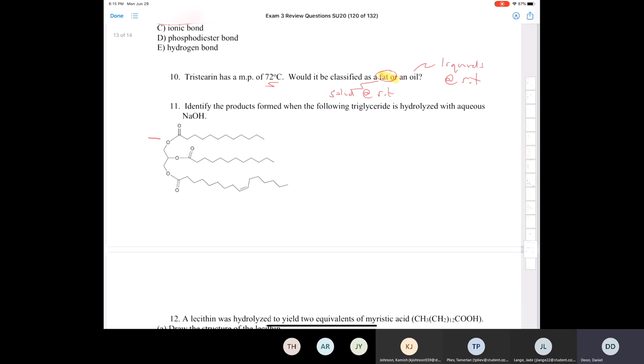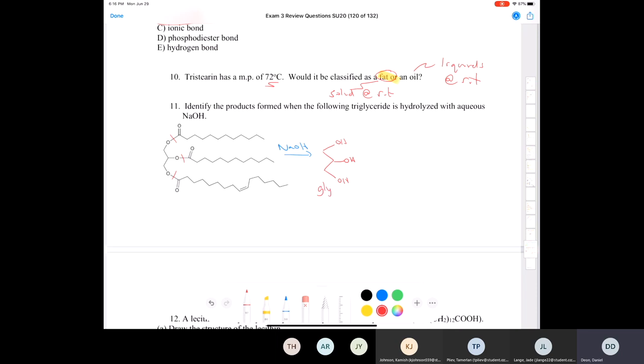This one just involves the hydrolysis of a triglyceride. It's kind of long, but basically it's saying if you were to hydrolyze this with aqueous sodium hydroxide, what would you get? Well, you'd end up breaking all of these ester bonds, right? You're hydrolyzing an ester. So you would break this bond, this bond, this bond. Okay, and you'd end up with this molecule, which is glycerol, and you would end up with the fatty acid of this, and of this.